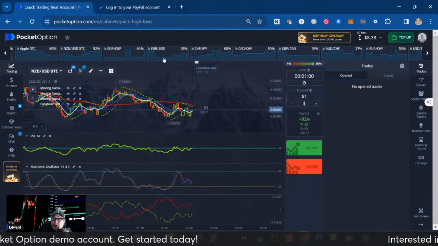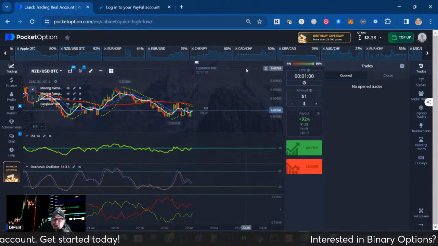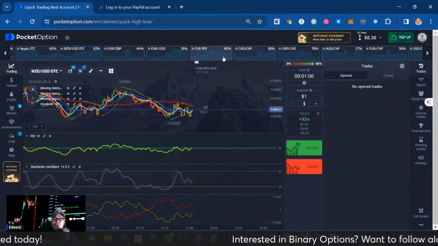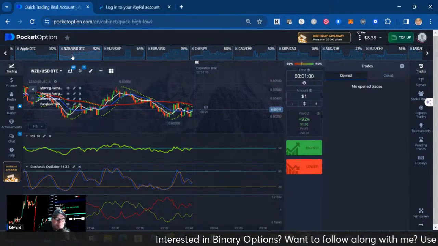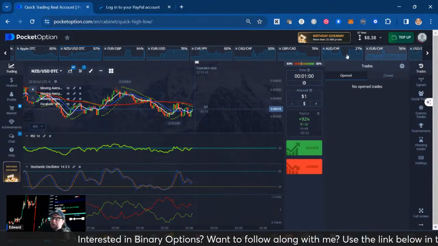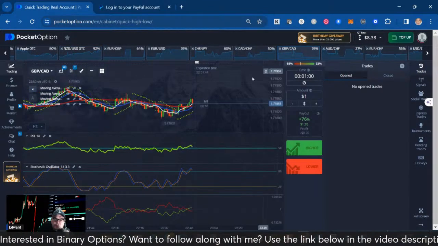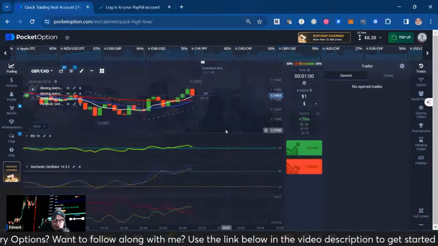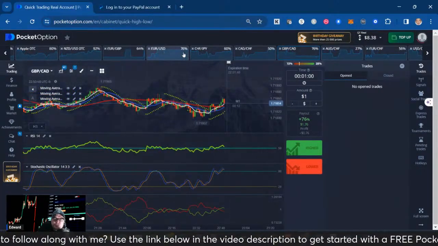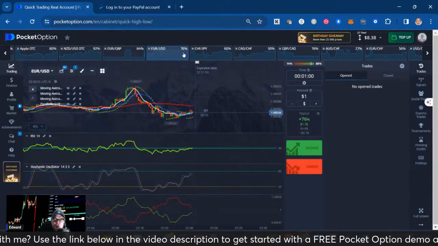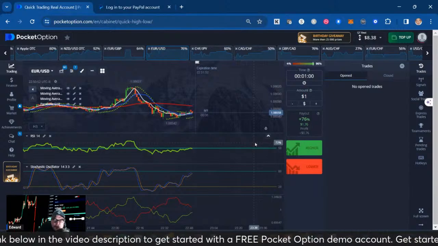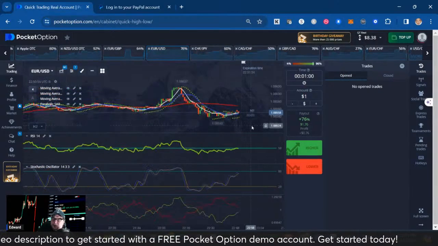But yeah, we're not out of this. We still have $8.38 left. We can fight our way back. We can do this, guys. Let's look at the Euro USD. Not a lot of volume, kind of running sideways.